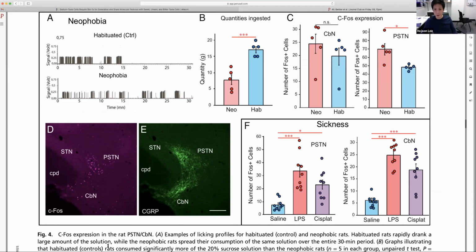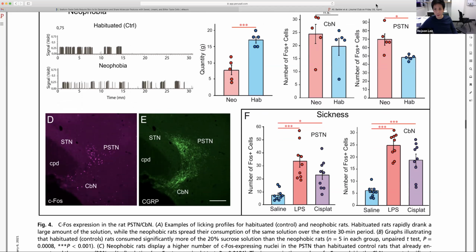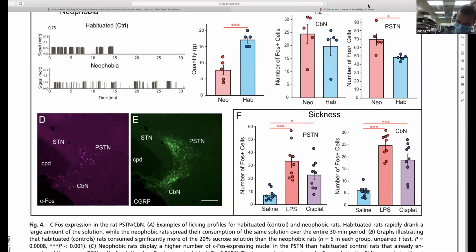Okay, sorry to interrupt. Figure panel F, they are testing the sickness. Sickness can be induced by either LPS or cisplatin. They did the IP injection into the rat, and they find a significant increase in the number of CFOS cells in both the PSTN and the CBN this time. So pretty much they are showing that these PSTN neurons are largely involved in sickness as well as neophobia.